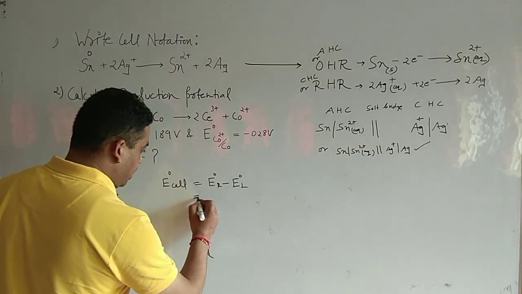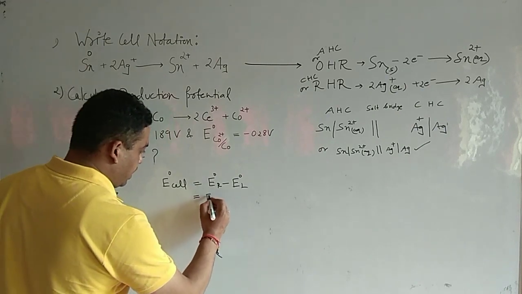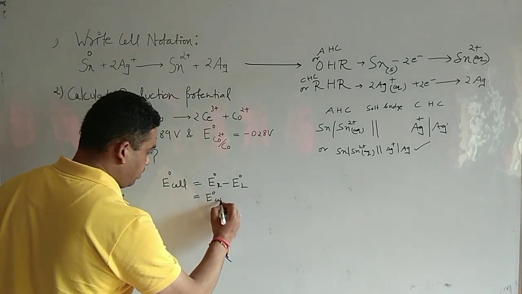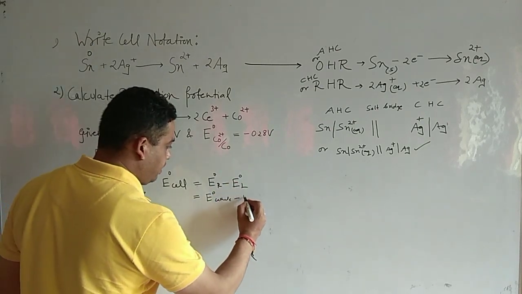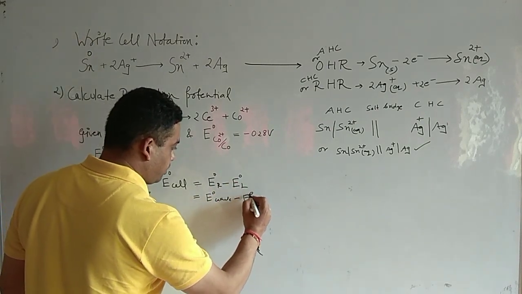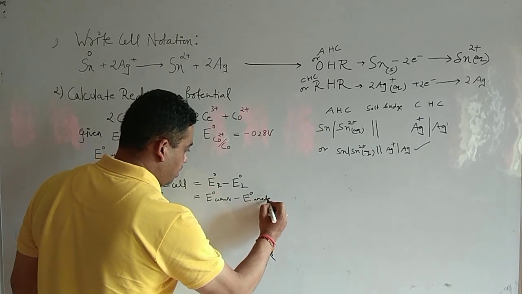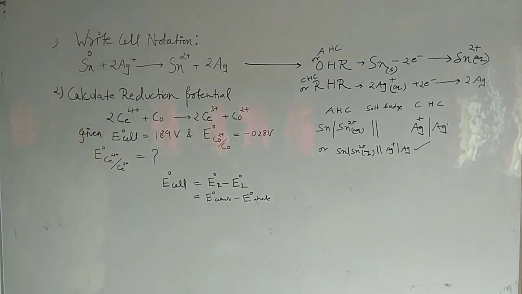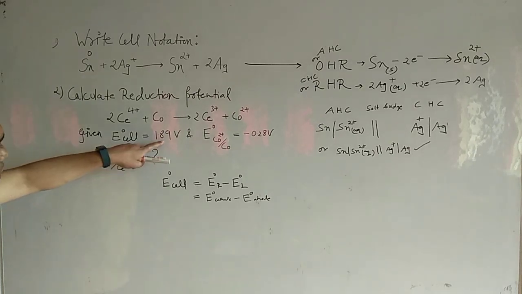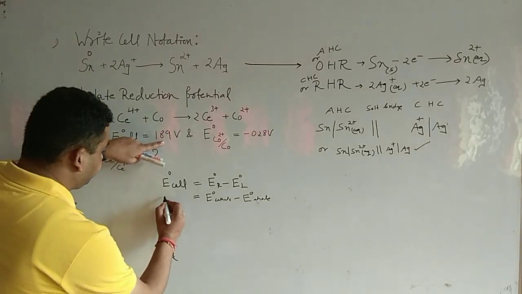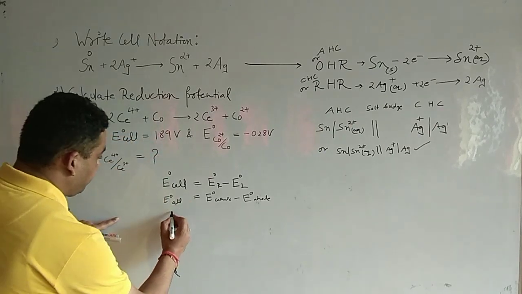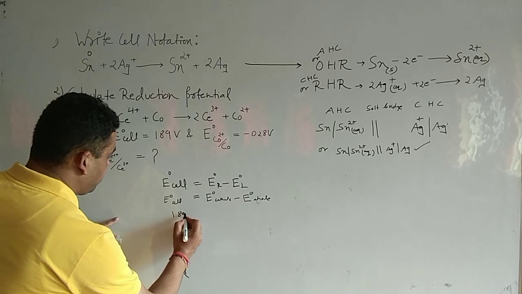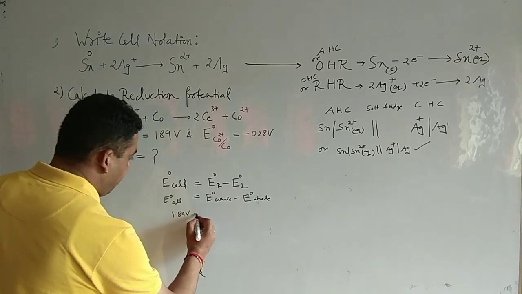On the right-hand side is the cathode, and on the left-hand side the anode, so you will write the standard anode. So what have you been given? You have been given the standard cell value, and this value is 1.89, so you will write 1.89 volt here.